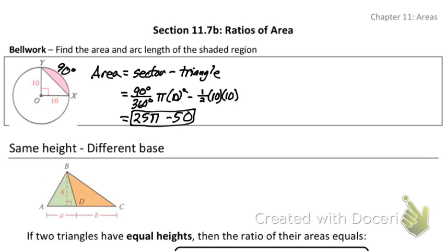It says also find the arc length. So our length is once again going to be that 90 divided by 360, but rather than using the area formula, I'm going to use the circumference because we're looking for a length. So I'm going to get the entire circumference and multiply it by the percent, which is 90 divided by 360. Circumference is 2 pi, our radius, which is 10.